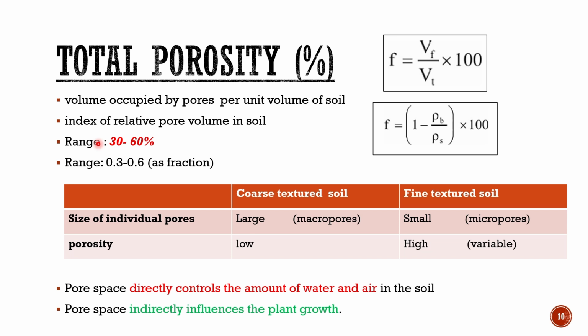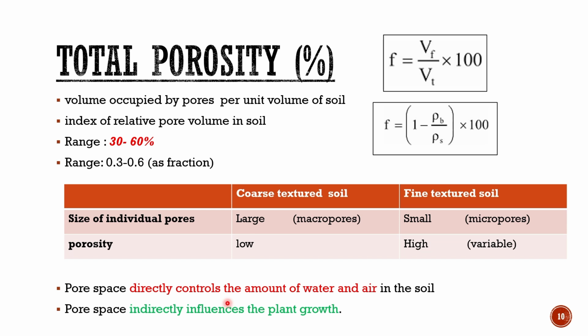The next point to study is the range of total porosity, that is 30 to 60 percent. So out of 100 percent volume of the soil, 30 to 60 percent of it is pores. As a fraction, 30 to 60 percent means 0.3 to 0.6.